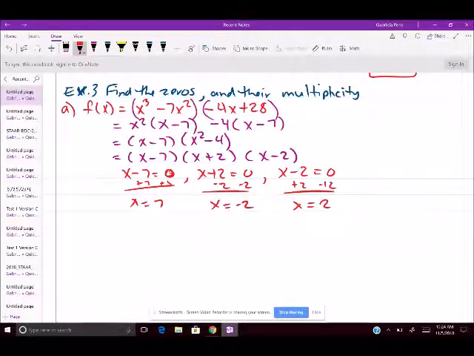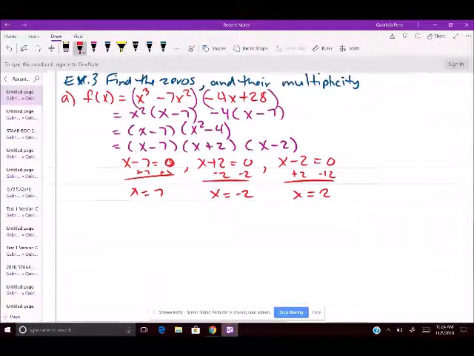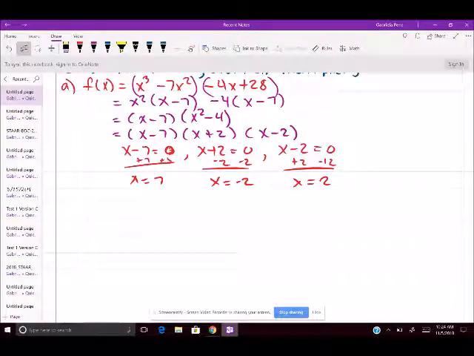So your answers are going to be long. The good thing is in your worksheet, you don't have to write them out, but here you do. So I have 3 answers. So I have to put a 7 here, a negative 2 here, and a 2 here, because those are my 3 answers.